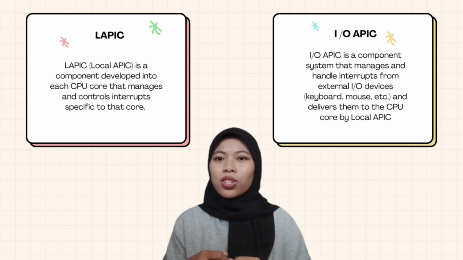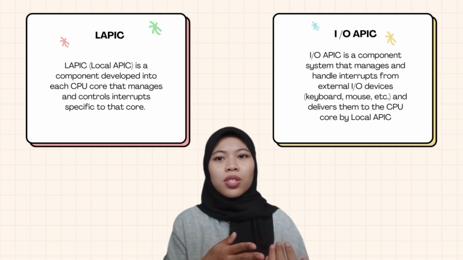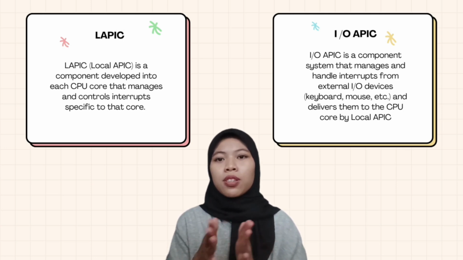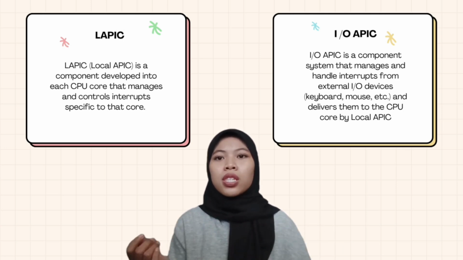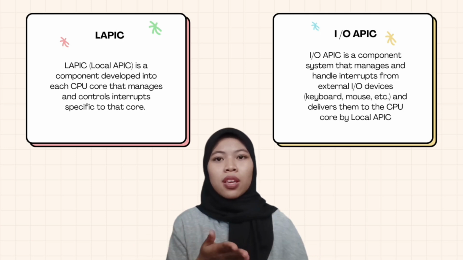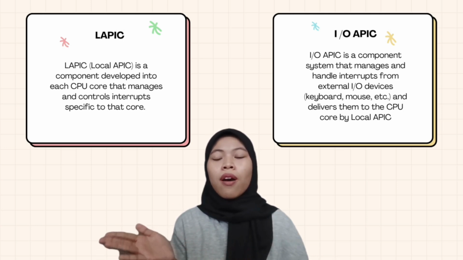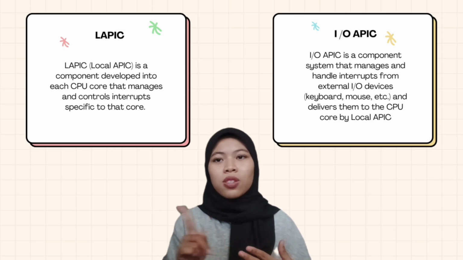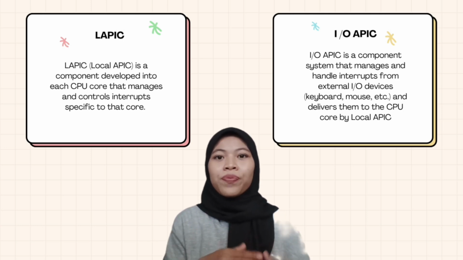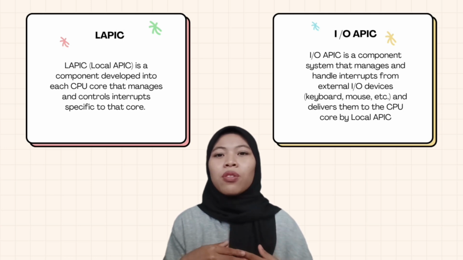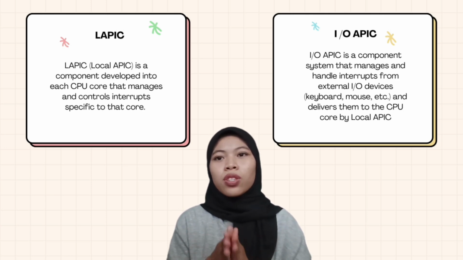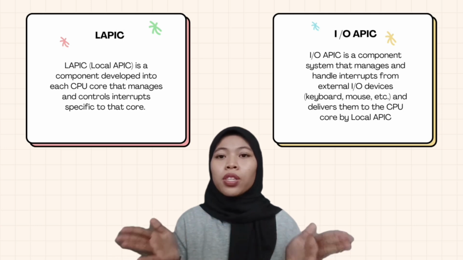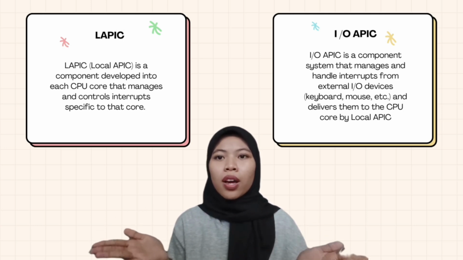This dual structure, with the I/O EPIC handling external interrupts and the local EPIC managing core-specific actions, allows the system to distribute interrupt processing across multiple CPU cores efficiently, ensuring that the processor never gets overloaded or delayed. Each local EPIC operates independently but in coordination with others, which is essential for high-speed multi-core systems like the Core i7-12700K model.